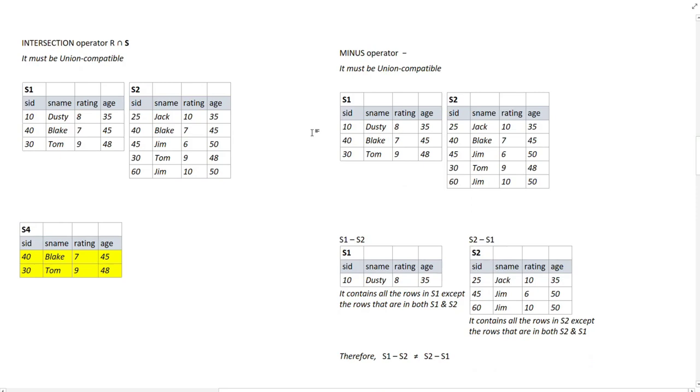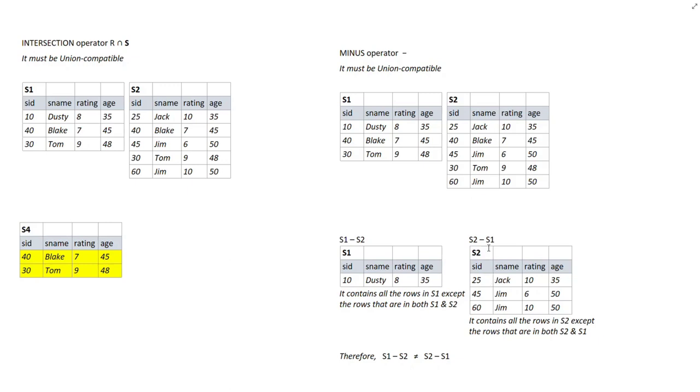The minus, we can have S1 minus S2 or S2 minus S1. These two are different. The result, which is another relation, would be different. What it means here, S1 minus S2 says we are going to display the rows not including anything that exists in S2. So 40 and 30 do exist in S2, so we don't want them. The only row that is left is this row, and that's the result.